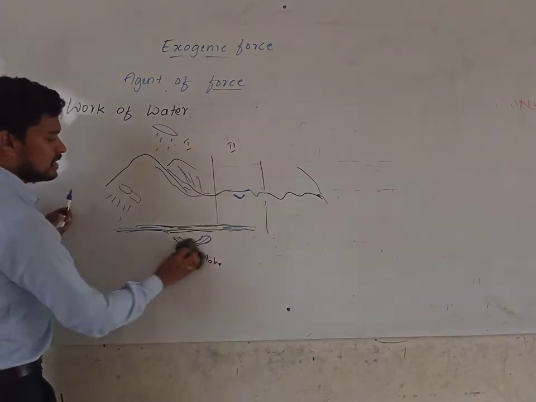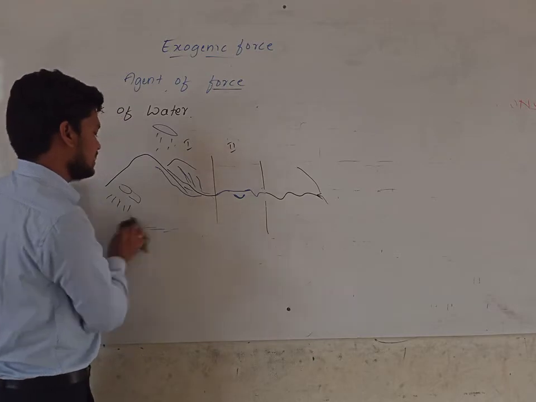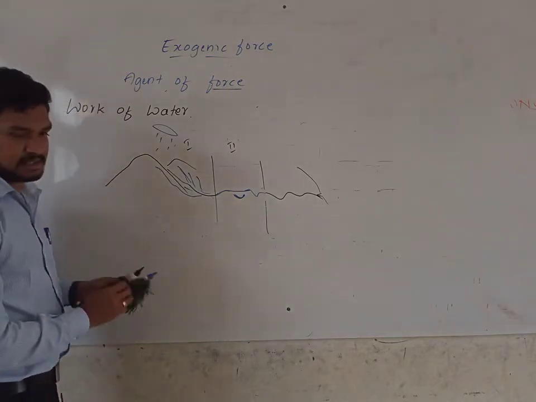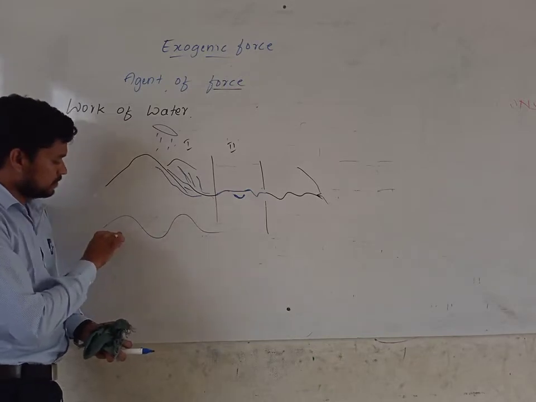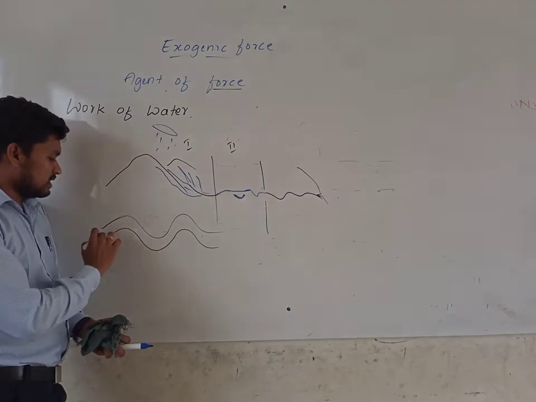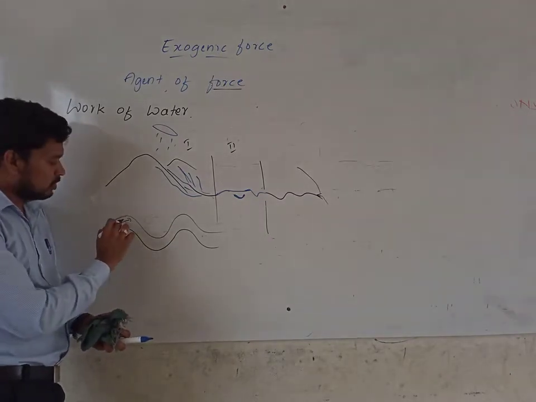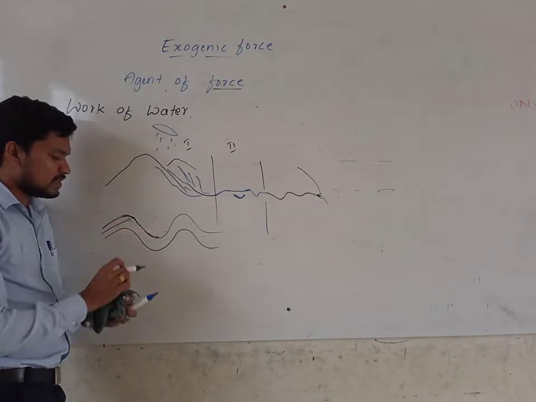Then that's one of the landforms. Then another landform which you can see is the meanders. Here it's a river. When the water moves with a high velocity, these things will be eroded and it will be deposited here.